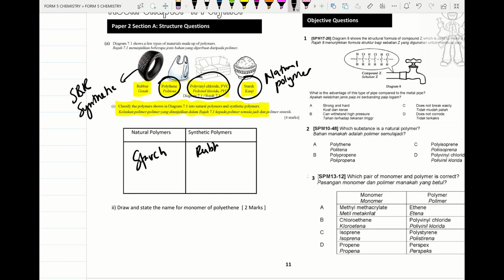So here I put rubber, or we can write tire. Next one, polyethylene. Polyethylene is a synthetic polymer, and the next one will be polyvinyl chloride. Polyvinyl chloride also is a synthetic polymer.